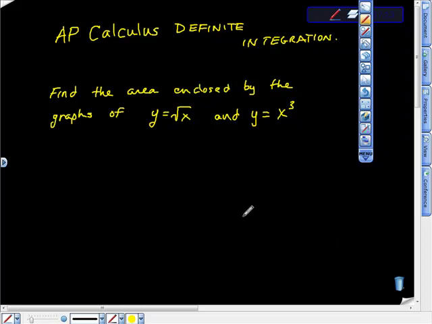AP Calculus, definite integration. Find the area enclosed by the graphs of y equals the square root of x and y equals x cubed. This is most likely to show up on the multiple choice section of your exam in an area where you will not be able to use your calculator.